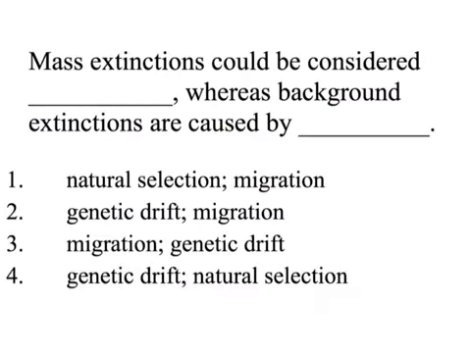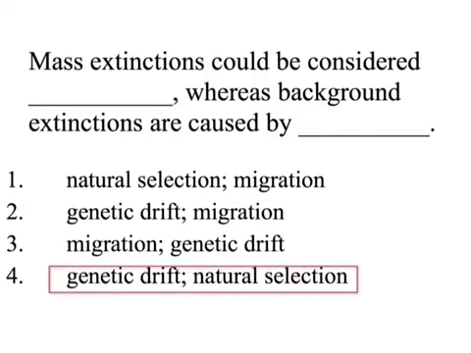Here's a practice question. Mass extinctions could be considered blank, whereas background extinctions are caused by blank. The correct answer is D, or 4. Mass extinctions could be considered genetic drift. Random natural disasters occur and cause bottleneck effects in extinctions and wiping out organisms. Background extinctions are caused by natural selection.